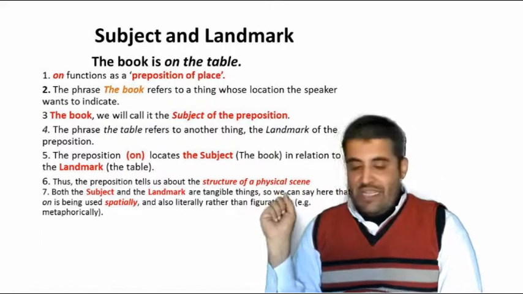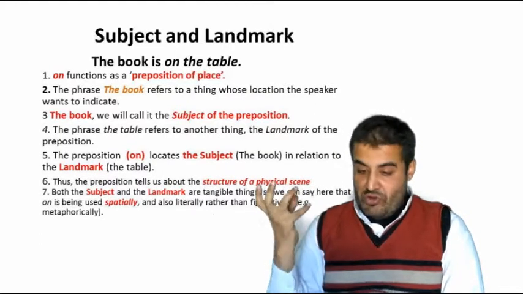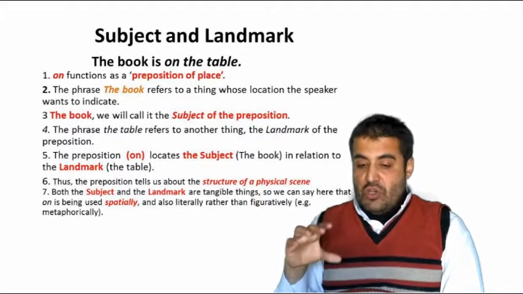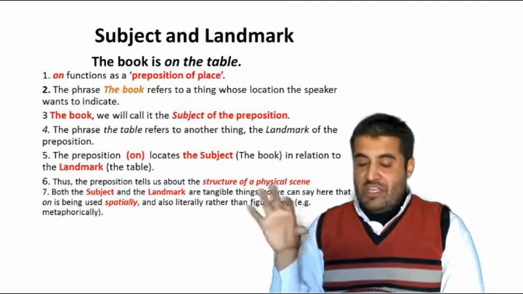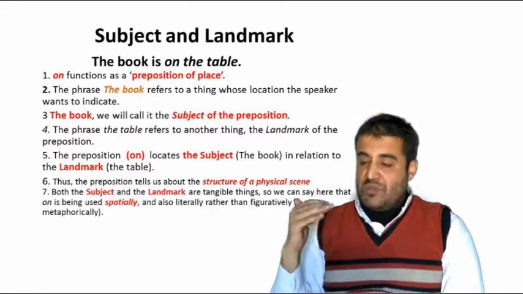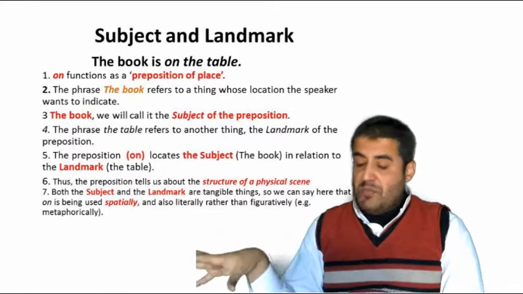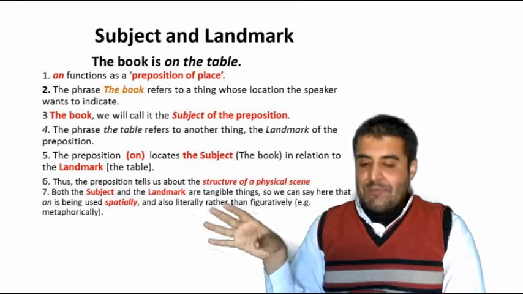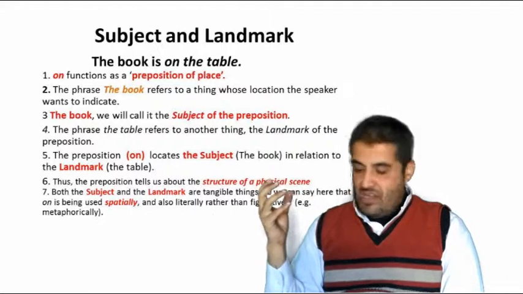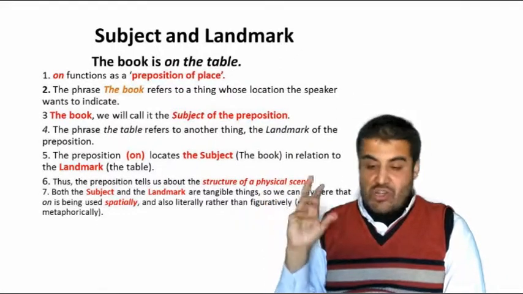Look at the number 5 line here. The preposition on looks at the subject, which is the book, in relation to the landmark, which is the table. So it looks at the subject with relation to the landmark. So a landmark is the object to which a preposition relates the subjects, and we call them landmarks. Thus we can say that prepositions tell us about the structure of the physical scene.